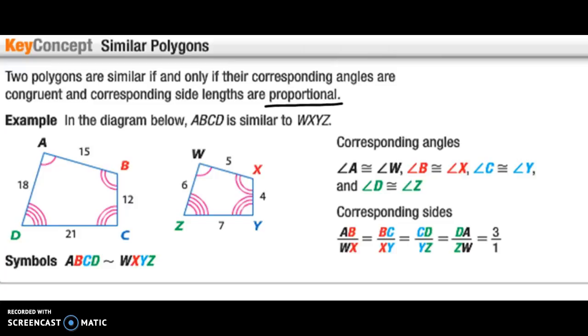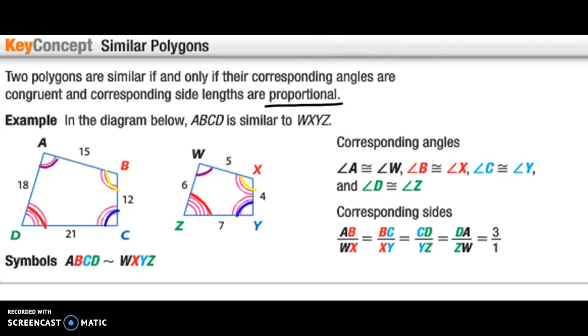If you look right here, we talked about this way back in the beginning of geometry. It said if angle A and angle W are the same, B and X are the same, Y and C are the same, and Z and D are the same, they all have to be the exact same measure.